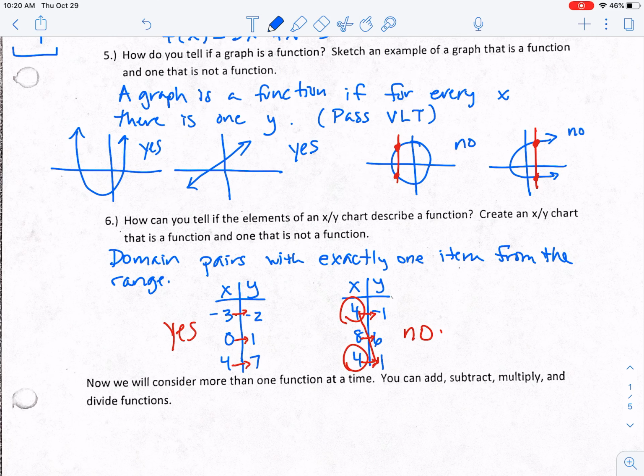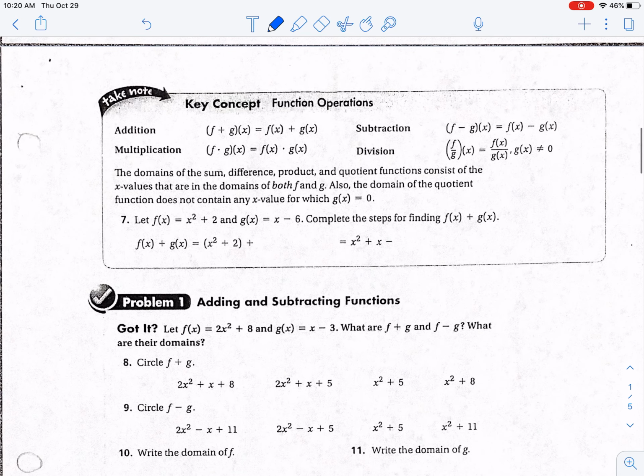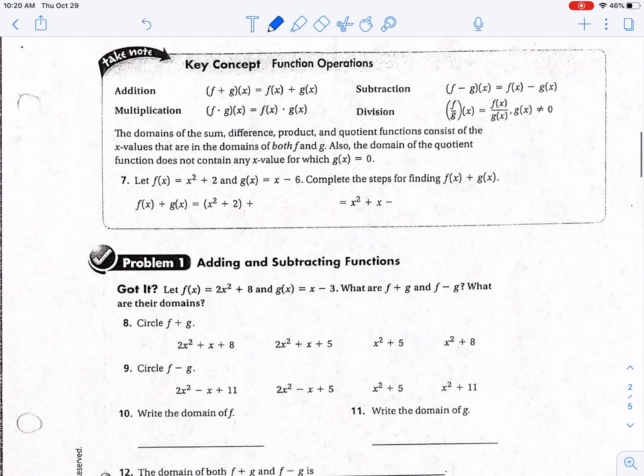Okay. So now we're going to consider more than one function at a time, and we can add, subtract, multiply, and divide these functions. So at the top, these are your function operations.